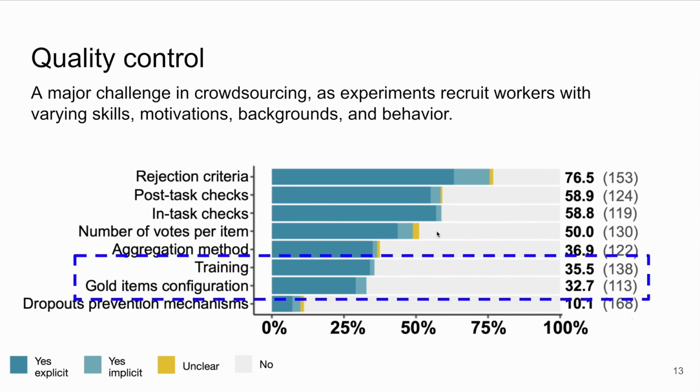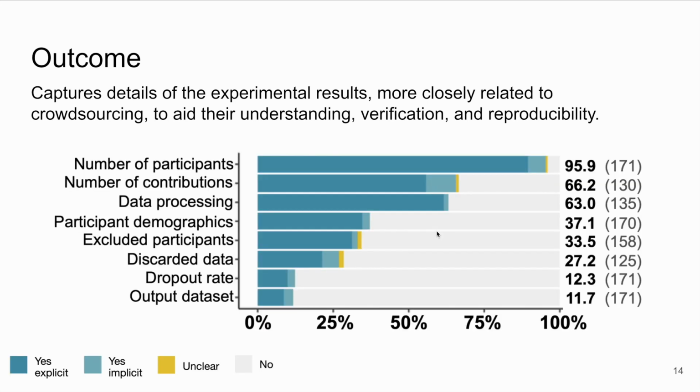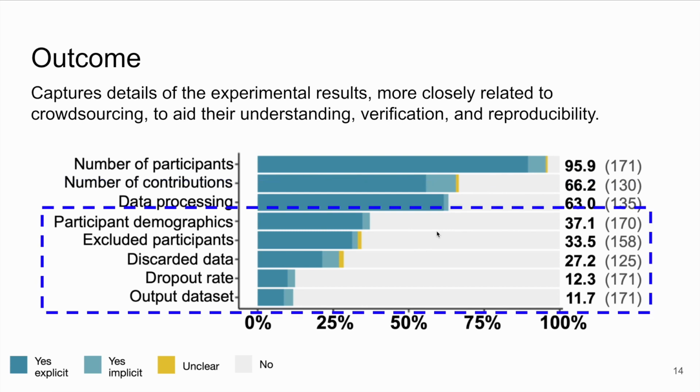Similarly, the exact training protocol and configuration of goal items were underreported. And by configuration, we mean, for example, how often goal items appear on a page of work. The outcome dimension concerns details of the experimental results more closely related to crowdsourcing, to aid their understanding, verification, and reproducibility. Similar to the previous dimension, we notice large gaps in reporting. Only the number of participants was reported by the majority of the papers. Other attributes, ranging from the participant demographics to the resulting dataset of contributions, were largely underreported.